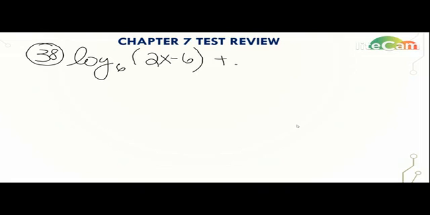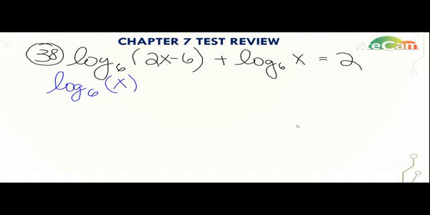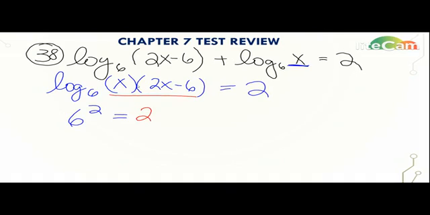Log base 6 of 2x minus 6 plus log base 6 of x equals 2. This is number 38, and we are condensing again. Yes, you are going to have some of these problems on the test. When I condense, I don't like this x over here. I'm going to put it in the front. So the plus sign changes to a multiply. Notice there's my multiply right there. I'm going to convert it, so it's 6 squared, 6 to the 2 equals, and go ahead and multiply this out. So I've got 2x squared minus 6.